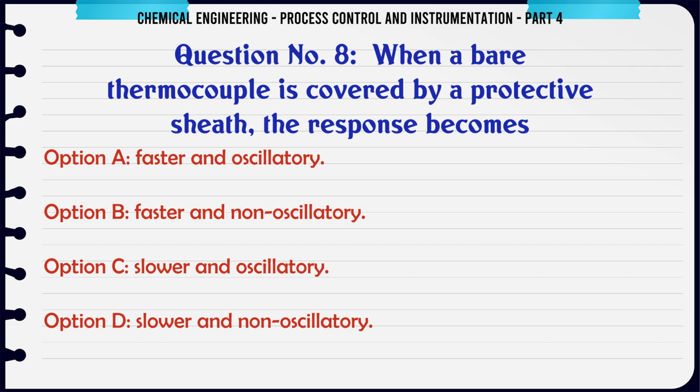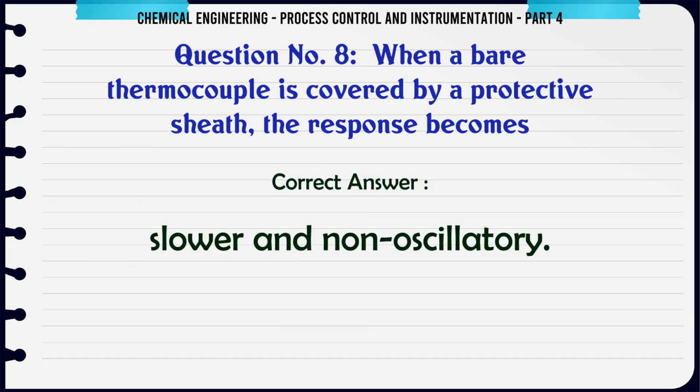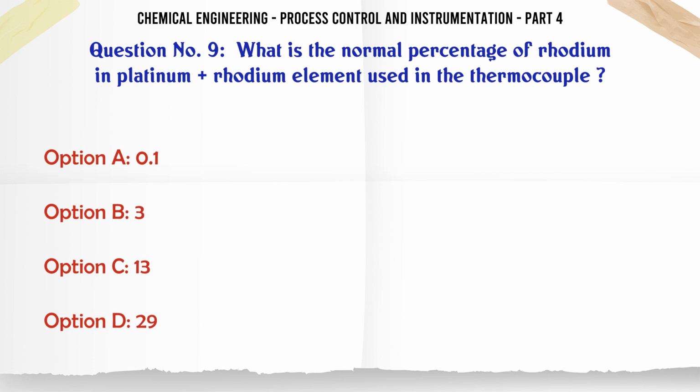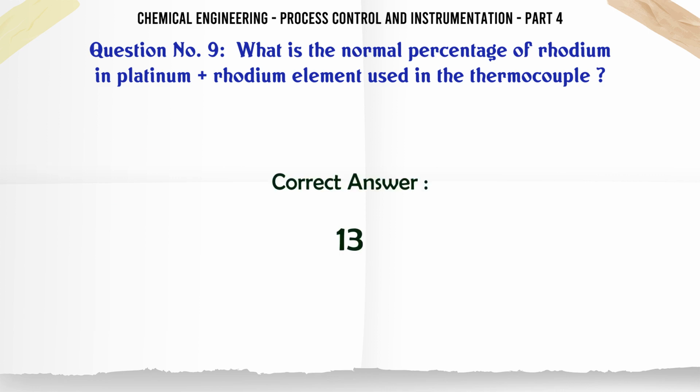When a bare thermocouple is covered by a protective sheath, the response becomes A. faster and oscillatory, B. faster and non-oscillatory, C. slower and oscillatory, D. slower and non-oscillatory. The correct answer is slower and non-oscillatory. What is the normal percentage of rhodium in platinum-rhodium element used in the thermocouple? A. 0.1, B. 3, C. 13, D. 29. The correct answer is 13.